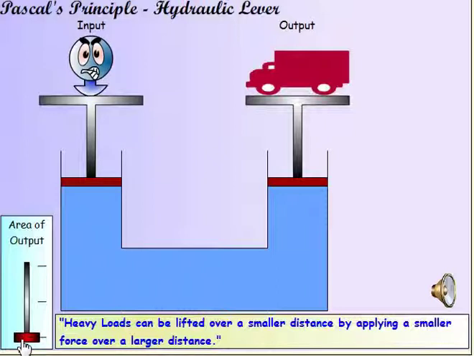By changing the slider, you will notice that by increasing the base of the piston holding the truck, you can apply a lesser force to lift the truck. But remember, the more you increase the area of the piston of the truck, the smaller the distance you can move it up by.